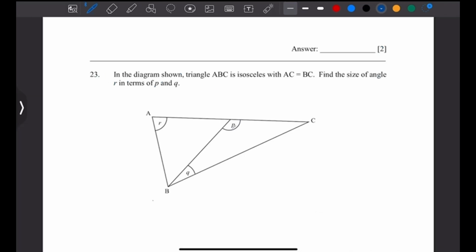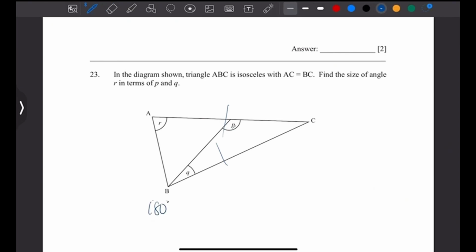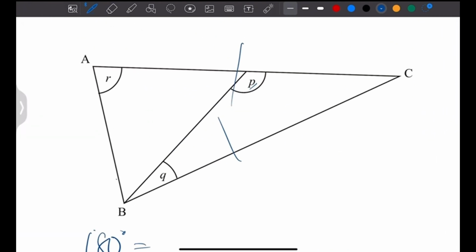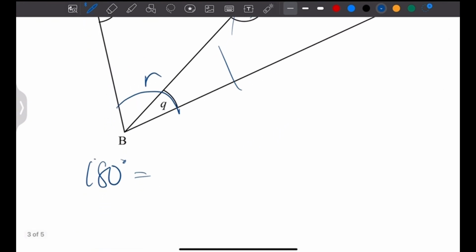Question 23. In the diagram shown, triangle ABC is isosceles with AC equals BC. So it looks like this. Find the size of angle R in terms of P and Q. So when we're finding angle R, P and Q have to be in the equation. So first I'm going to look at this triangle here. I want to see what I should do to get 180. First, we're going to look at angle Q. This whole angle is angle R. But of course, we can't just count that because angle Q is here. So we need to get rid of angle Q to just find angle R.